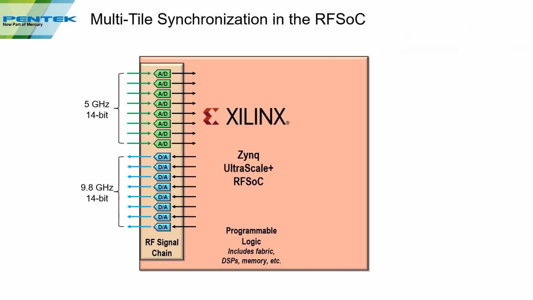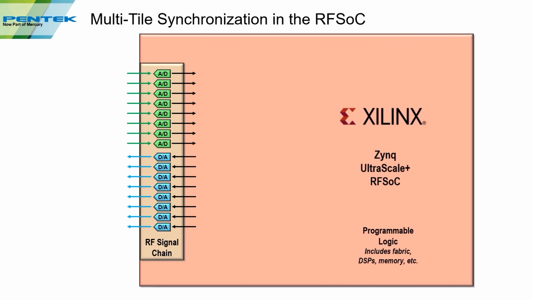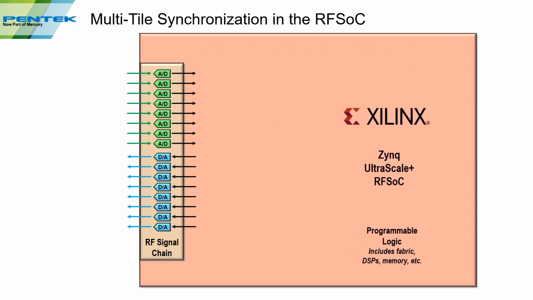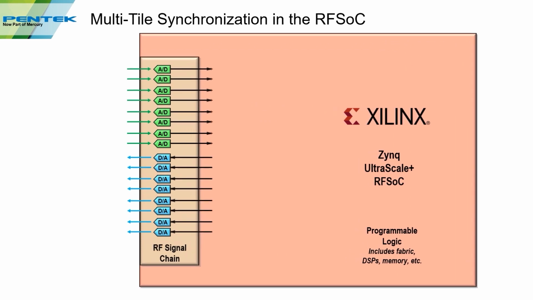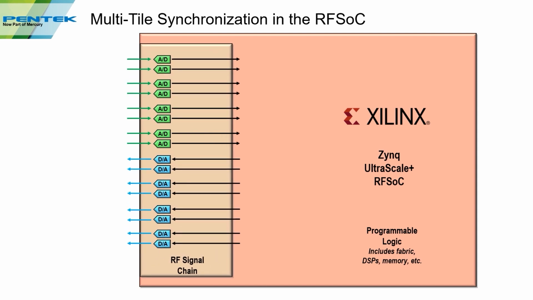So now what I'd like to do is make some room and move out all the components I don't need and really just focus on the RF signal chain. The 8 A to Ds and D to As aren't all independent. Actually, they're in pairs, or what Xilinx calls tiles. Each pair of A to Ds is in a tile, so there's 2 A to Ds per tile, and each pair of D to As, or 2 D to As, are in each tile.